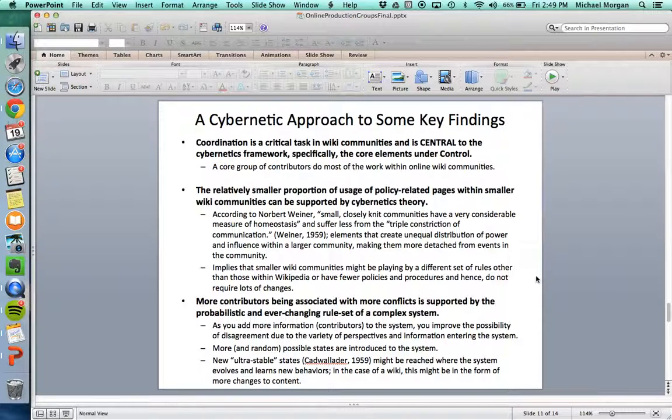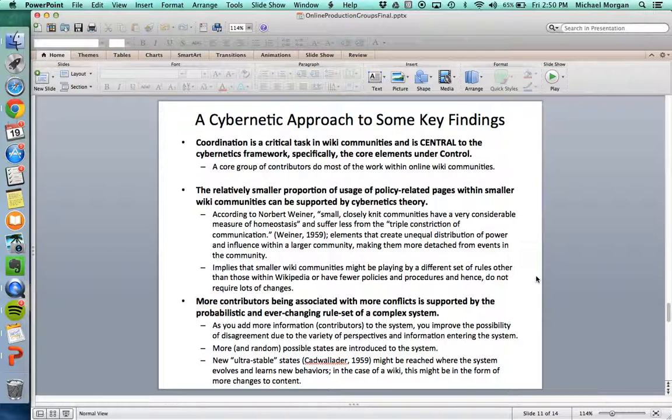If we take the key findings that I mentioned earlier and try to put them together with cybernetics and understand how these things relate to each other, there's about four things that I can say. One is the coordination aspect, which was seen as a critical task in wiki communities. It's really central to the cybernetics framework, specifically the core elements under control. And the case study does a lot of justice to coordination mechanisms. The finding about a core group of contributors doing most of the work within online communities speaks a lot about how coordination and progress is made on these wikis.